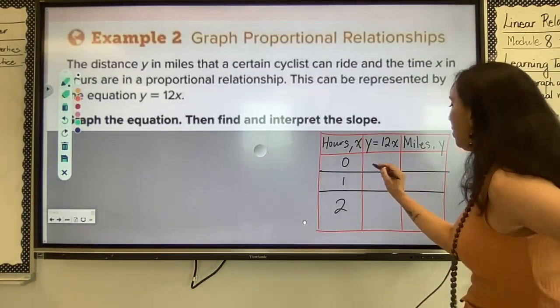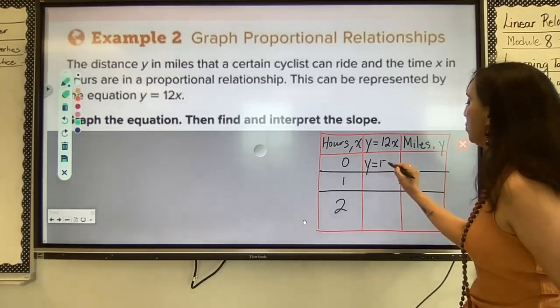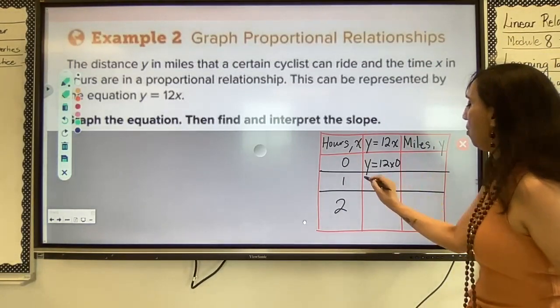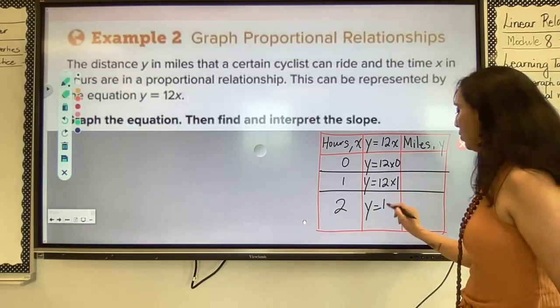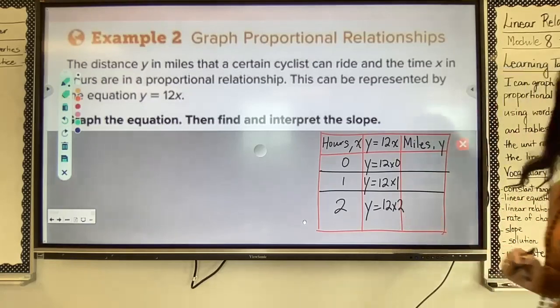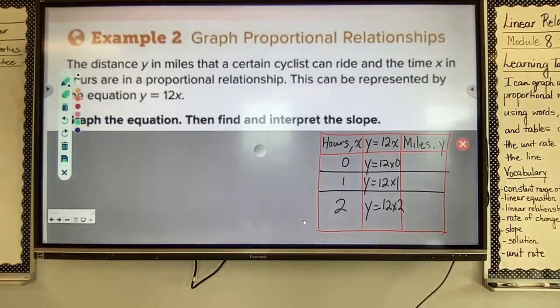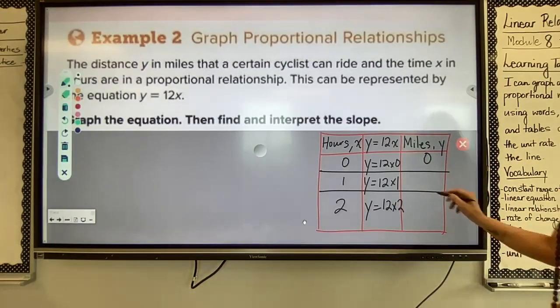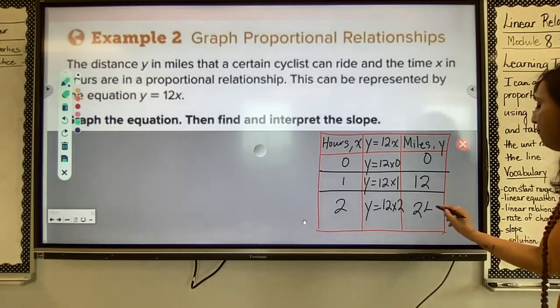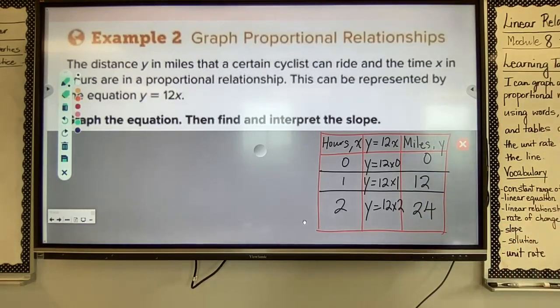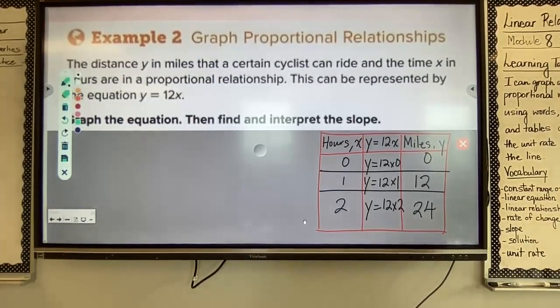So we're going to just substitute the value for x. y is equal to 12 times 0, y is equal to 12 times 1, y is equal to 12 times 2. And so 12 times 0 is 0, 12 times 1 is going to be 12, and 12 times 2 is going to be 24.